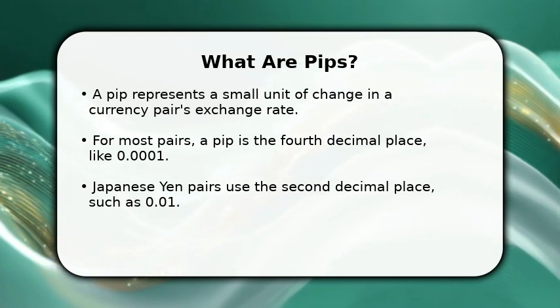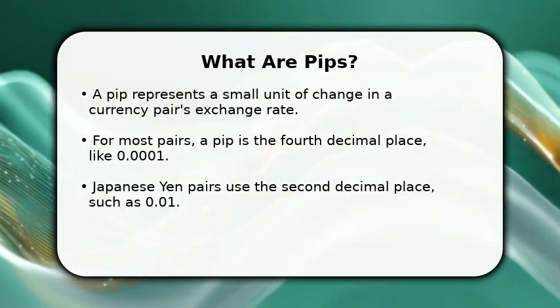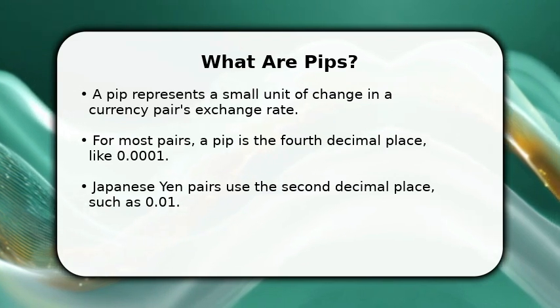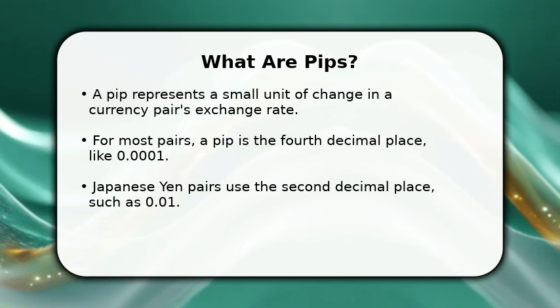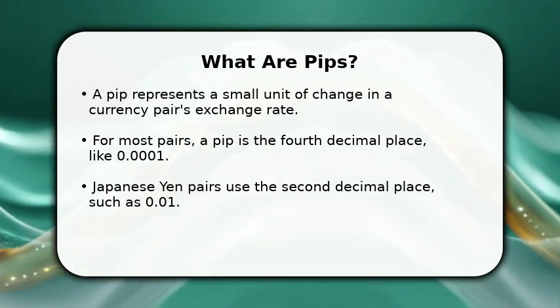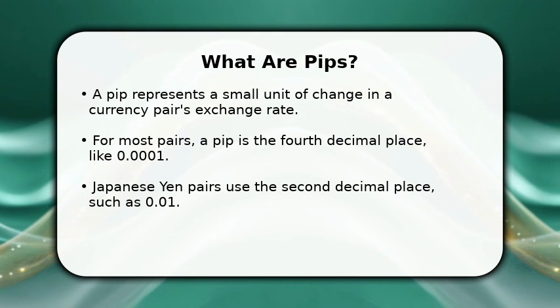For most major currency pairs, a pip is equivalent to 0.0001. However, for pairs involving the Japanese yen, a pip is 0.01. Knowing this fundamental concept is your first step.